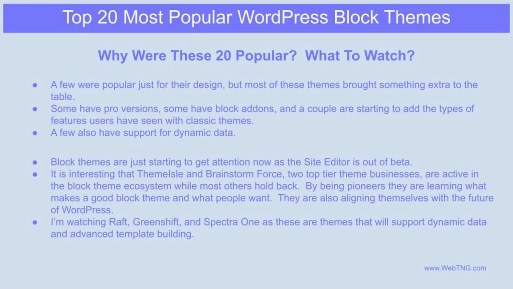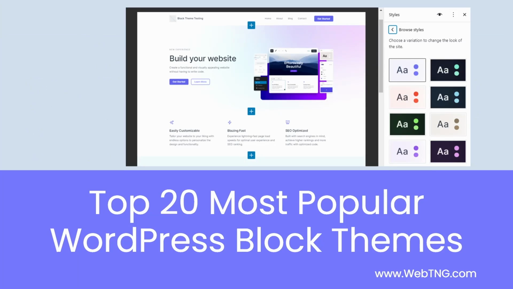I'm personally interested in working with custom post types, dynamic data, custom fields. So for me, in that list of top 20, the ones to watch are Raft and Greenshift and Spectra 1, because I think those will be the ones that have the features for more advanced site builders. So that's my look at the most popular block themes. There's a summary of the video available on the WebTNG website.